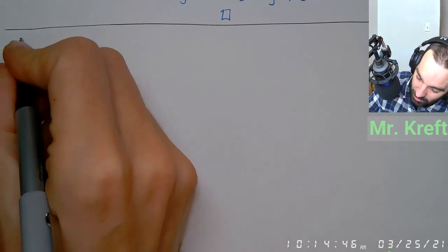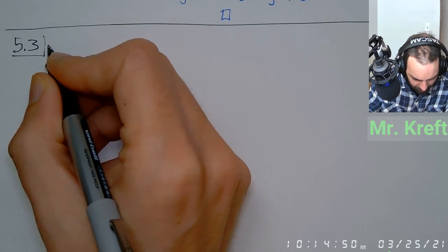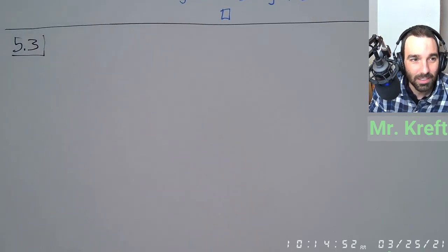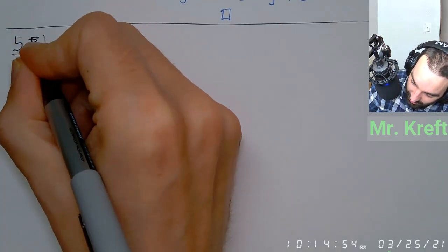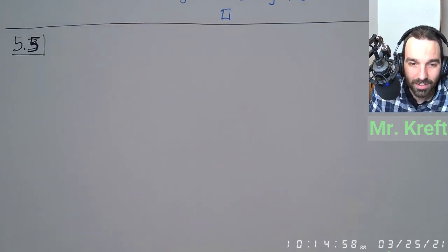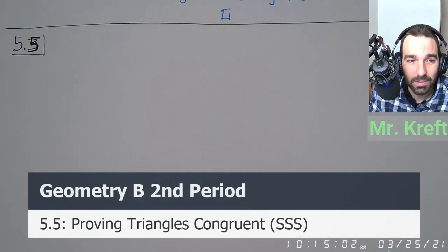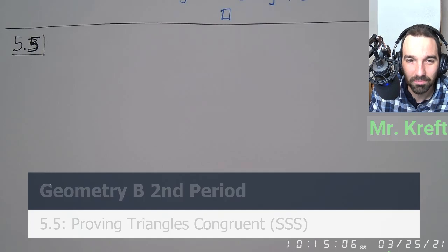All right. So what we're doing today, we're doing 5.3? Oh, no, I lied. Oh my gosh, guys, I so lied to you. We're doing 5.5. Here, I'm going to change that really quickly. 5.3 was last class. See, I'm already making mistakes, right? So just really quickly here, 5.5, proving triangles congruent by SSS. We're in 5.5. Okay.